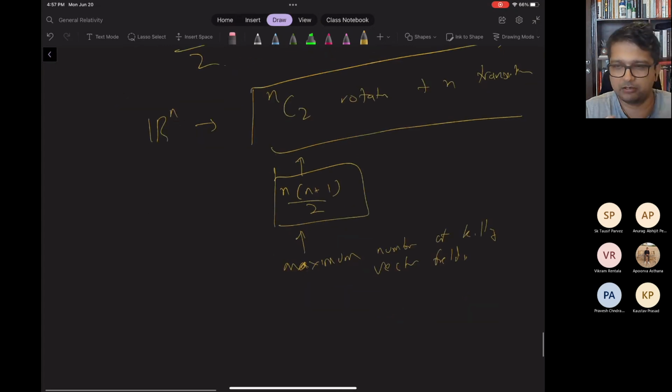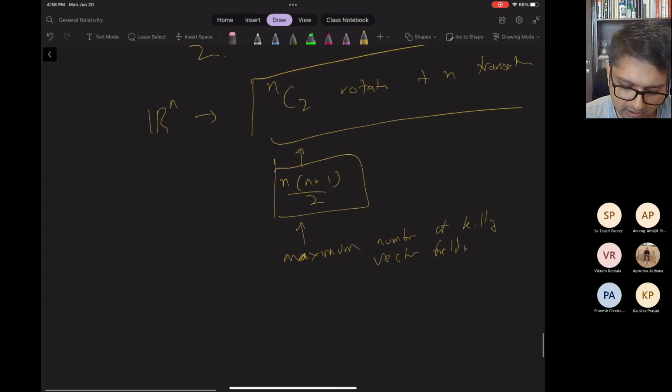But if I take the vector space of all smooth vector fields on the manifold, that is an infinite dimensional vector space. I can have any number of vector fields. So the space of Killing vector fields is a much more restricted set.